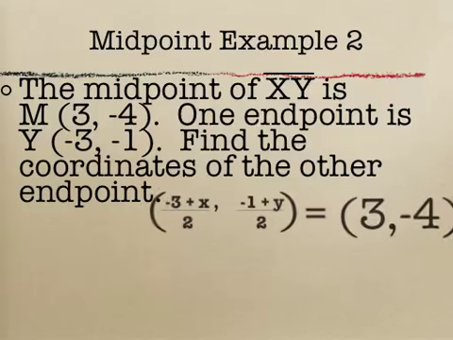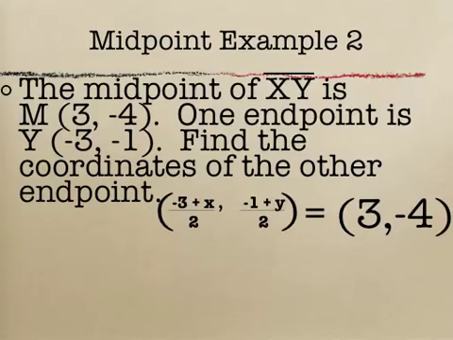I can do this by setting up the midpoint formula and setting it equal to my known midpoint. Notice I have negative 3, which is the x value of the given endpoint, plus x divided by 2, and then comma, I have a negative 1, the given y value of an endpoint, plus y divided by 2, and I've set it equal to (3, negative 4), the known midpoint.